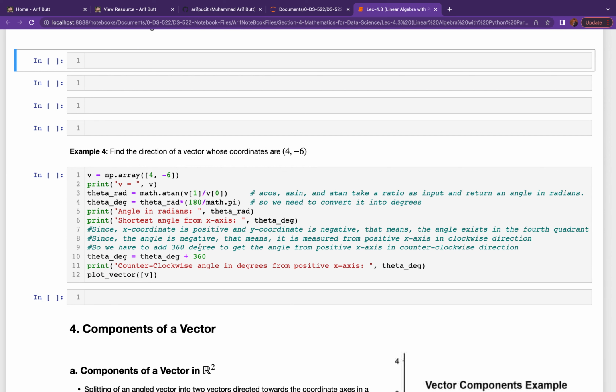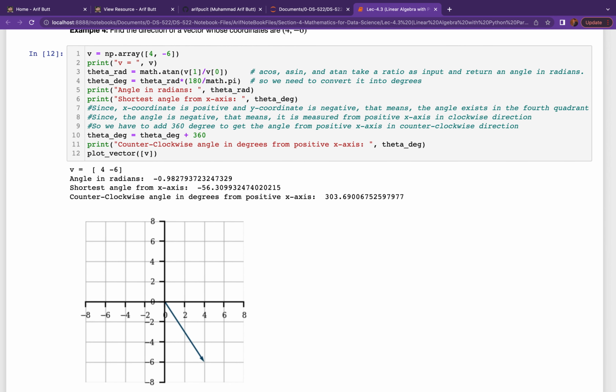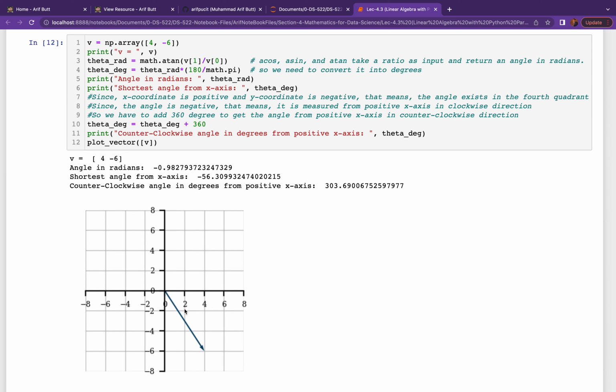And finally over here, this is the vector in the fourth quadrant. So the angle returned to me this time by the arctan is measured from, of course, the positive x-axis, but in the clockwise direction. So in the clockwise direction, this angle is minus 56. And of course, I'm used to calculating the angle from the positive x-axis in the counterclockwise direction. So I have to add 360 degrees to this, so that I can get 303 degrees.